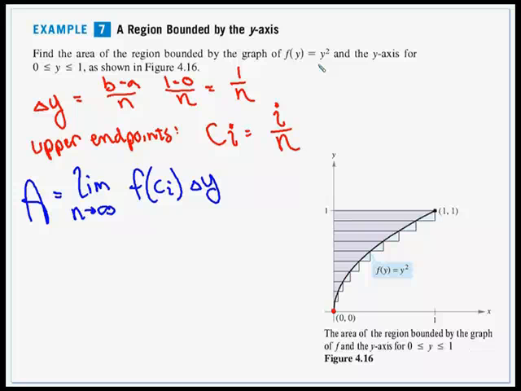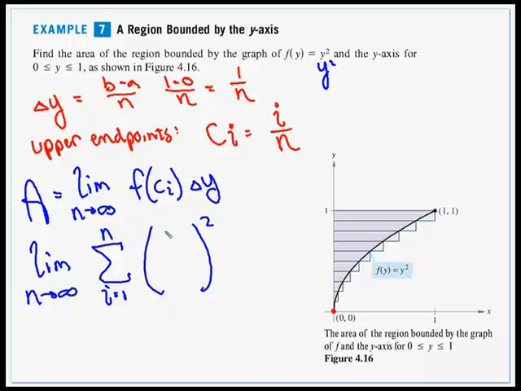And now this is a nice easy function to plug in there. It's just a squared function, y squared. So we're going to look at it as a limit as n goes to infinity of our summation, the sum of i equals 1 to n of our function squared. This is just y squared, so that's going to be i over n quantity squared. That's the height, so to speak, of the rectangle, and this is the width, 1 over n, our delta y.